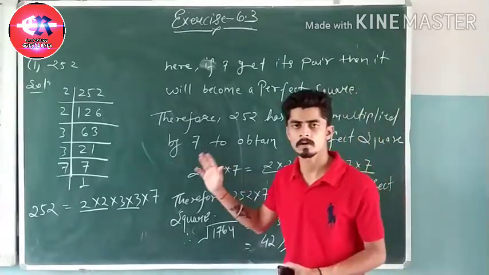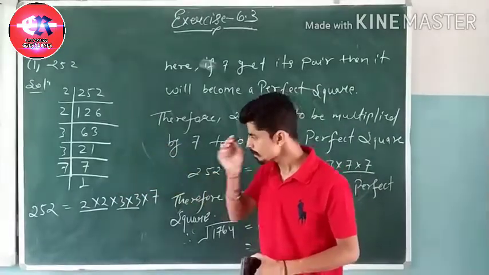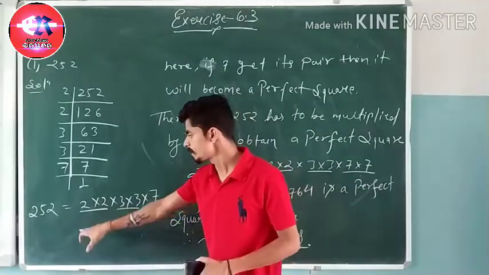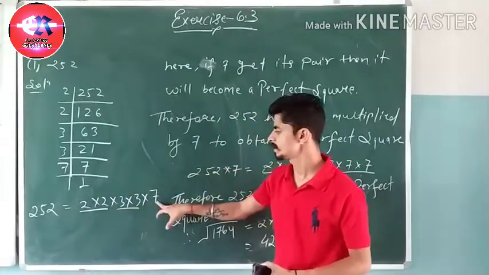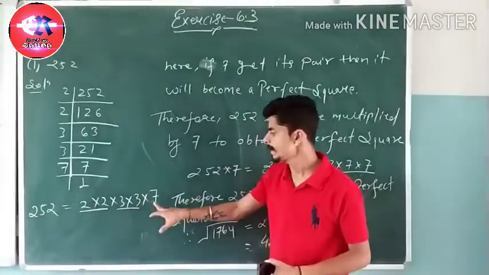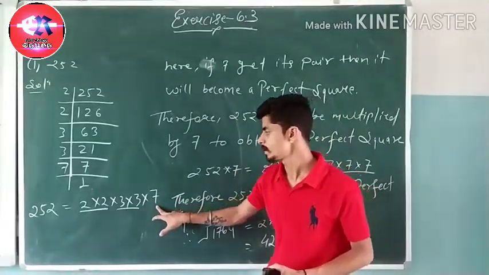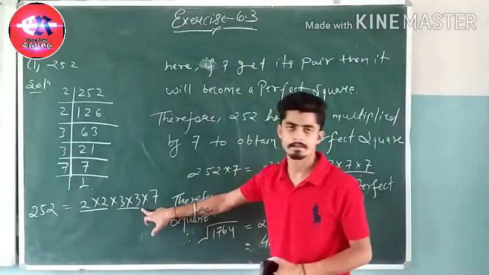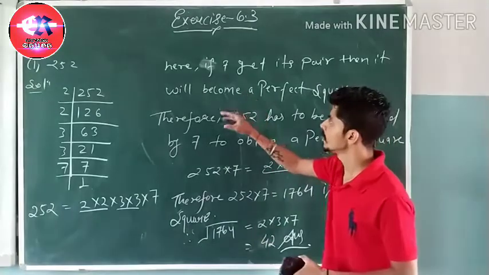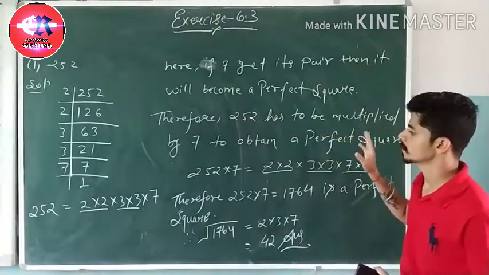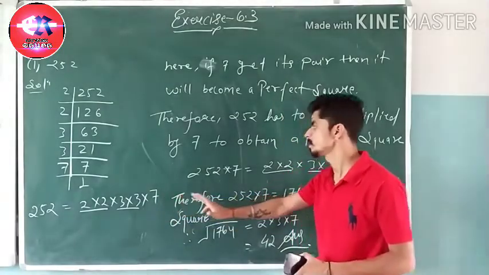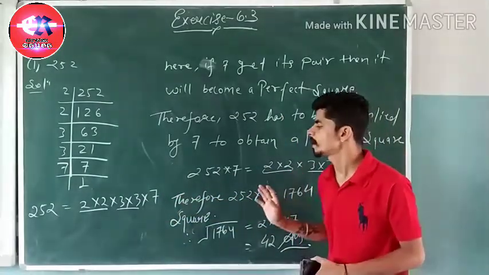So firstly, for solving this, we have to find all these factors by the prime factorization method, and we get 2 into 2 into 3 into 3 into 7. That means 2 times 2, 2 times 3 and only 1 time 7. So 2 will make its pair, 3 will make its pair, but 7 does not have its pair. If 7 gets its pair, that means if there is one more 7, it will become a perfect square.